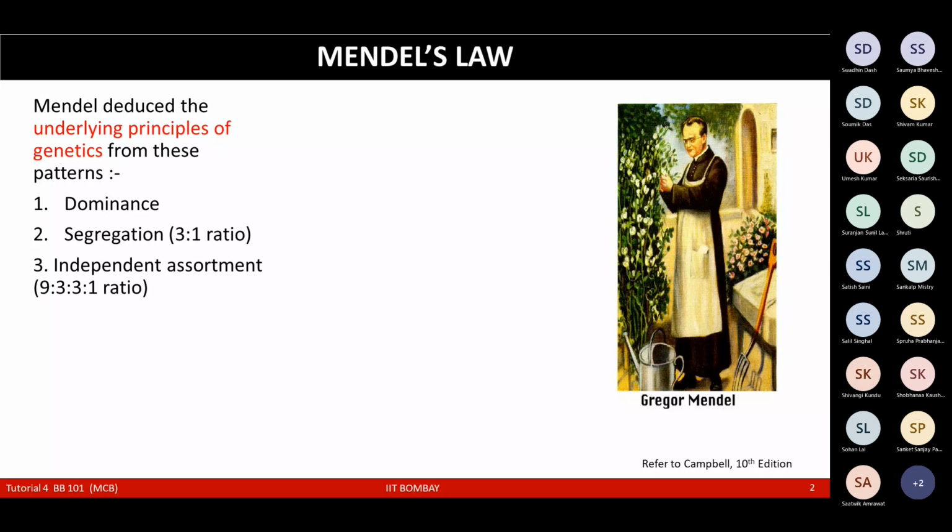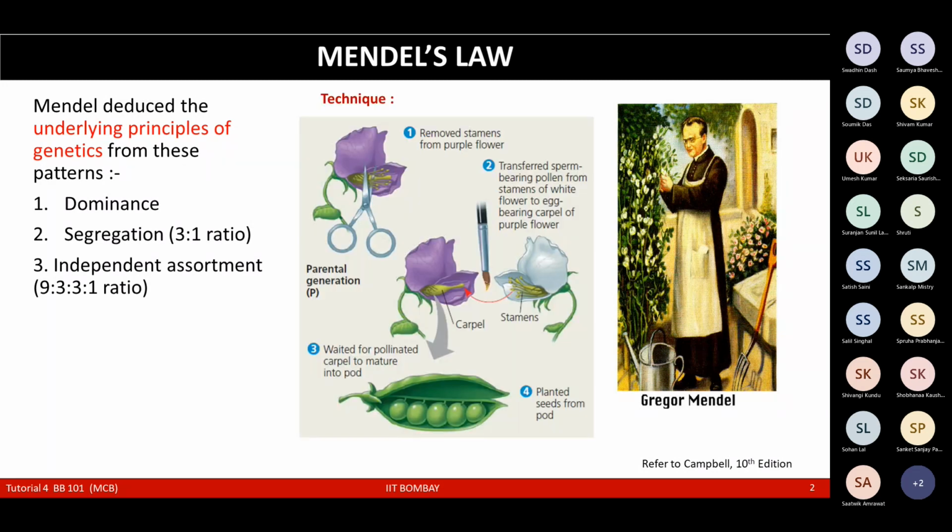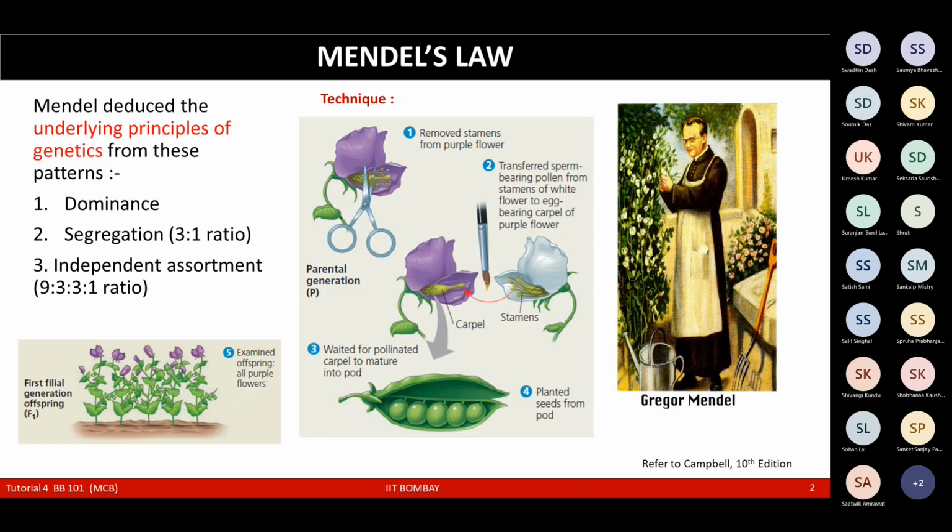In the law of independent assortment, it involves a dihybrid cross. Suppose we have yellow with round-shaped seeds, and another with wrinkled green seeds. So we have two different traits, we are crossing them, and we are getting the resulting trait. This is the basic technique of how we do these things.